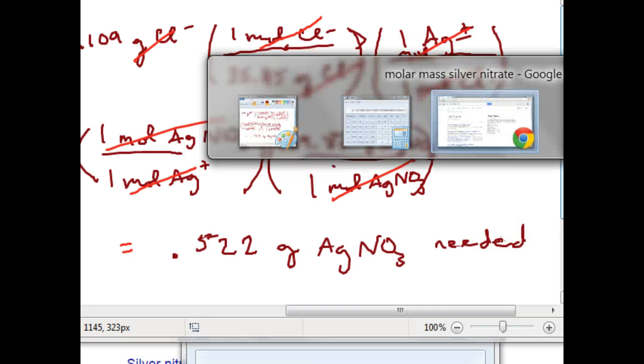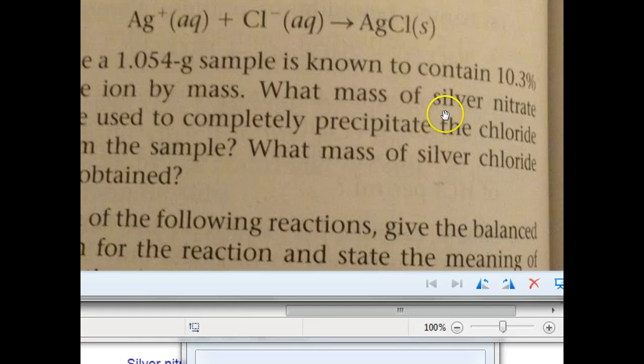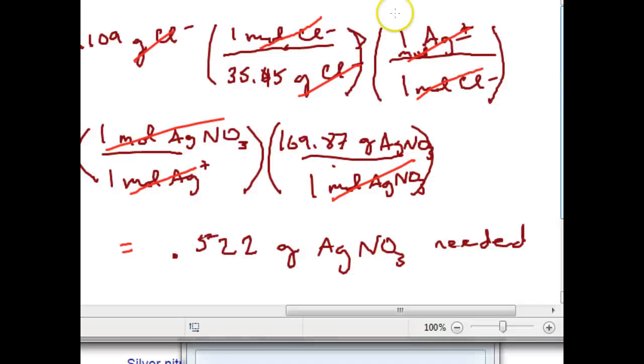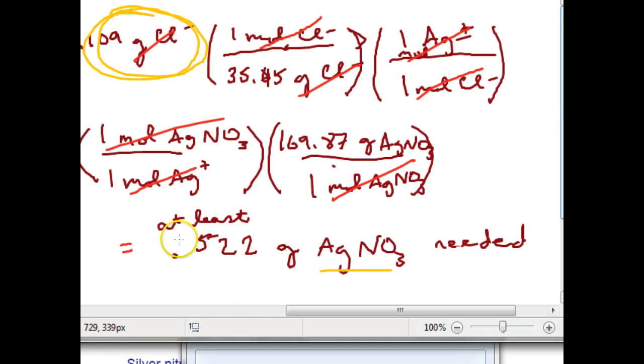Okay, now let's see the exact wording of the problem. It said, what mass of silver nitrate must be used to completely precipitate? What mass of silver chloride will be obtained? Okay, so you need at least this amount of silver nitrate. So it's important to put at least. Why is that important? Because if you put more than this amount, will you still satisfy the problem? Will you still precipitate all of the chloride ion? Meaning, will you still react with all of this? Yes, you will. You will have some AgNO3 left over, but you will still react with all of this. So that means the correct answer really is at least this much. You could have 0.6 grams, that's okay. You could have 1 gram, that's okay. But you must have at least this amount.